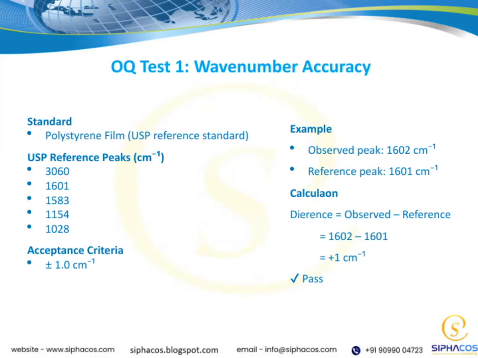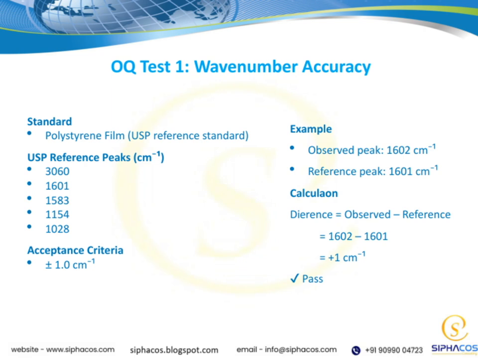Now, let's take a look at the standard for polystyrene film, which serves as the USP reference standard. On this slide, you'll see the key reference peaks identified in the infrared spectrum, measured in centimeters inverse. The main peaks we focus on are at 3060, 1601, 1583, 1154, and 1028 cm⁻¹. These are characteristic of the polystyrene structure and are essential for verifying the accuracy of our measurements.